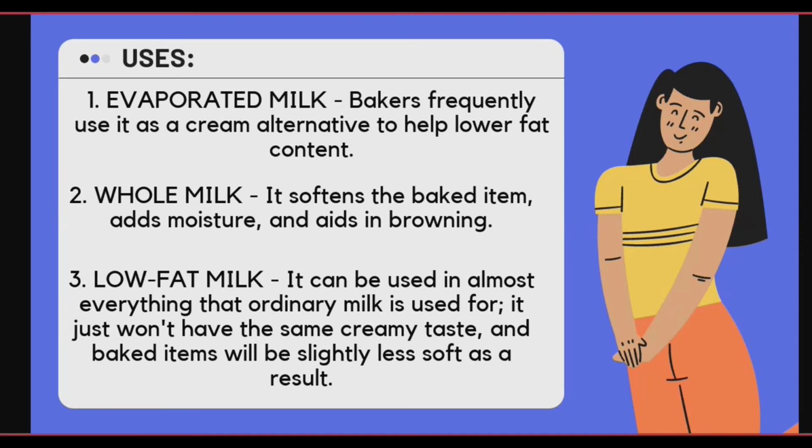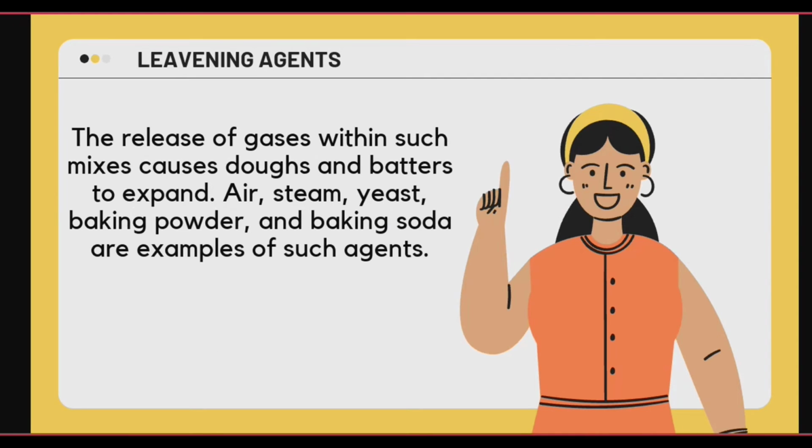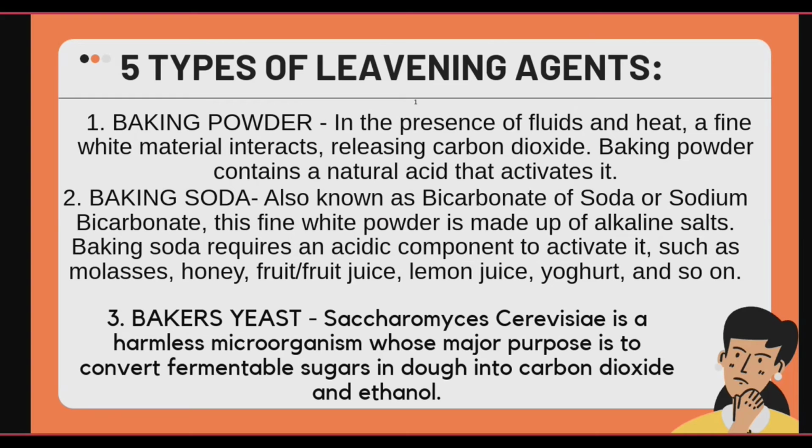The fifth ingredient is leavening agents. The release of gases within such mixes causes doughs and butters to expand. Air, steam, yeast, baking powder, and baking soda are examples of such agents. There are five types of leavening agents. First is baking powder. In the presence of fluids and heat, a fine white material interacts, releasing carbon dioxide. Baking powder contains a natural acid that activates it.